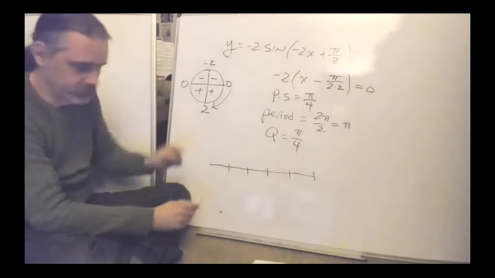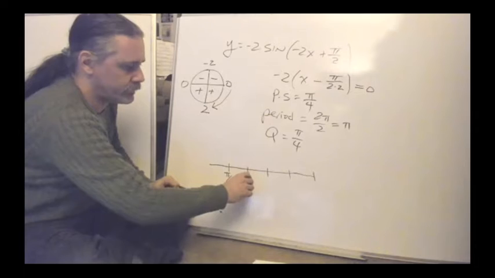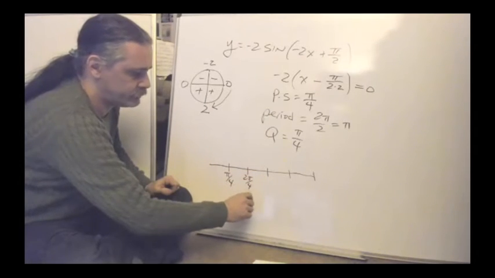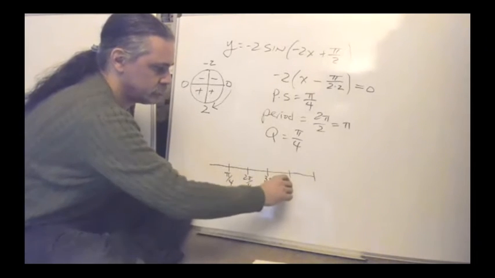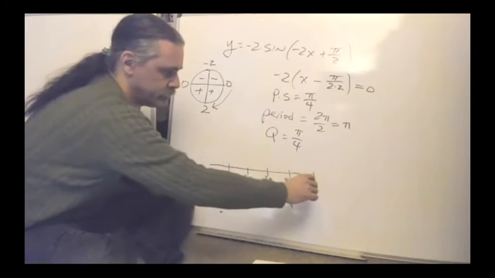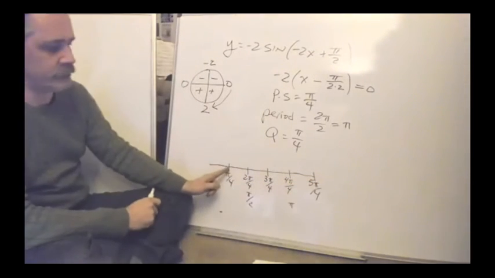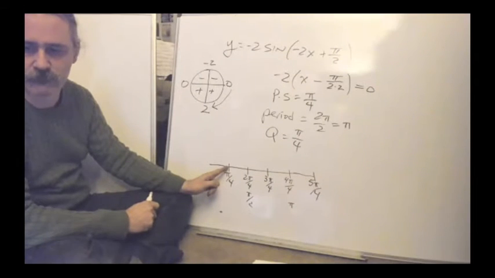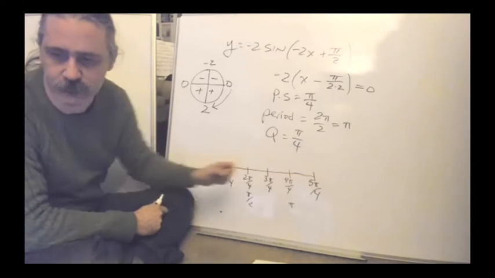All right, so we're going to start here at pi over 4. A quarter later would be 2 pi over 4, which is pi over 2. Another quarter later would be 3 pi over 4. Another quarter later would be 4 pi over 4, which is pi. And then at the end of the cycle, 5 pi over 4. So notice instead of starting at 0, we started at pi over 4. One pi later is the end of the cycle, the period.